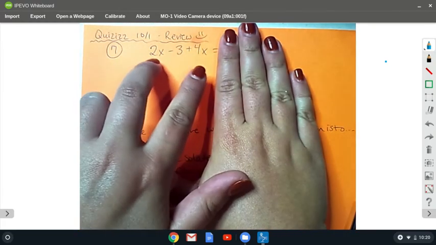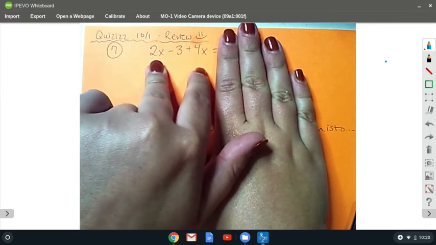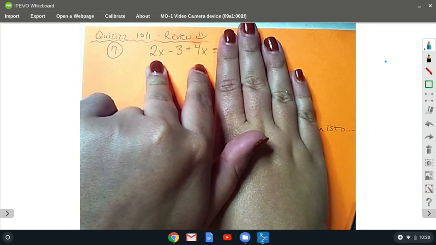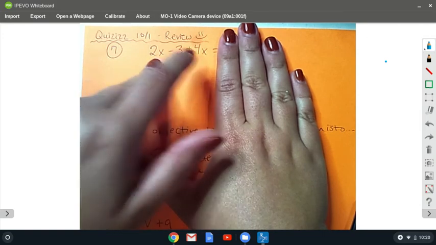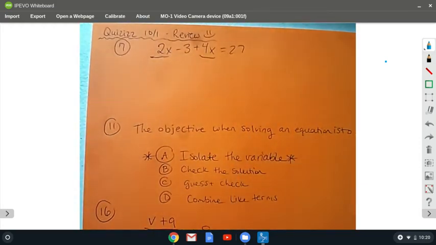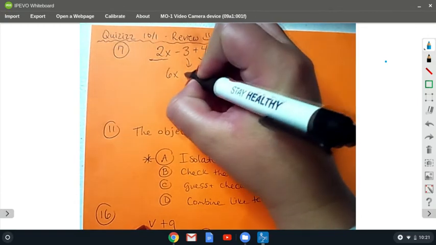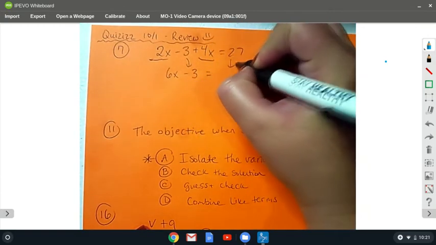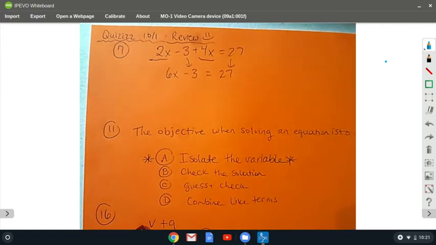I can combine like terms here. I have 2x and 4x. They're like terms because they both have an x attached to them. They have the same variable with the same degree. So I can go ahead and combine those, and I don't need to change my signs at all because they're on the same side of the equation. So 2x and 4x, to combine those, gives me 6x. And I'm going to bring down my -3, bring down my equal sign, and bring down my 27.